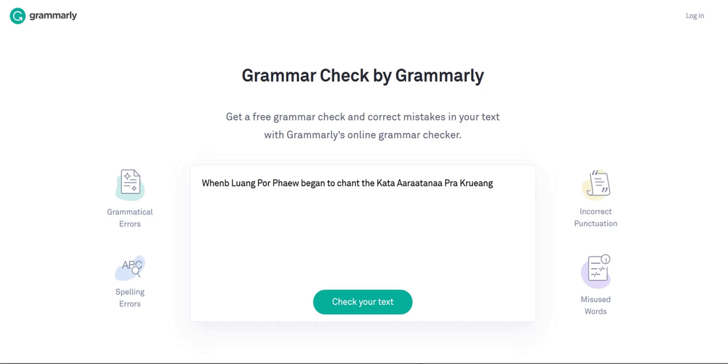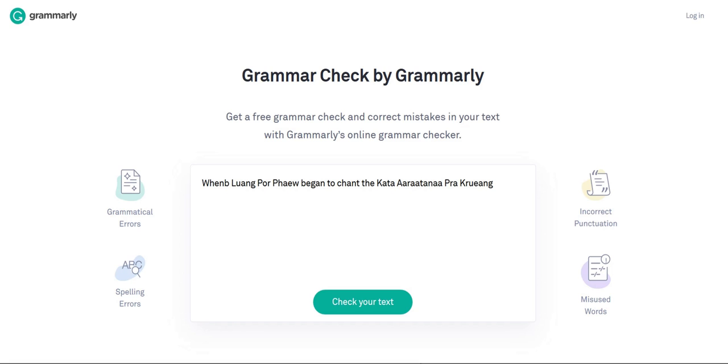So, do you need Grammarly? I decided to do a few checks, and here we have, as you can see, the word "when" with a B on it, wrongly spelled, and then some Thai words spelled in karaoke English: "Luang Po Pel began to chant the Kata Aratana Pakrang."